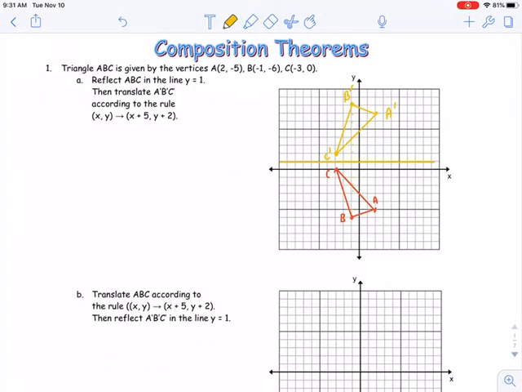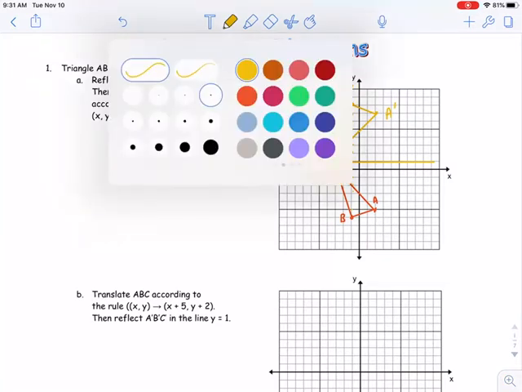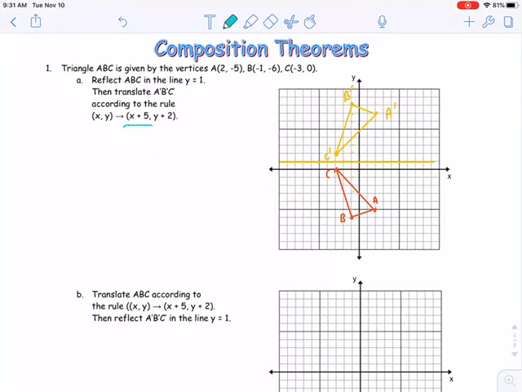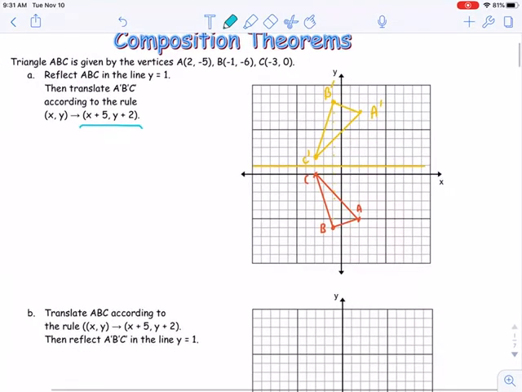Okay, now we're going to translate this right 5, up 2. So it's just a matter of counting again. 1, 2, 3, 4, 5, 1, 2. Notice I'm going to label this C double prime, because that's the next one in the sequence. Then 1, 2, 3, 4, 5, 1, 2 for B. I almost lost count for a second. And then A, 1, 2, 3, 4, 5, 1, 2. All right, boom. Pretty cool. Hopefully you had fun doing that.